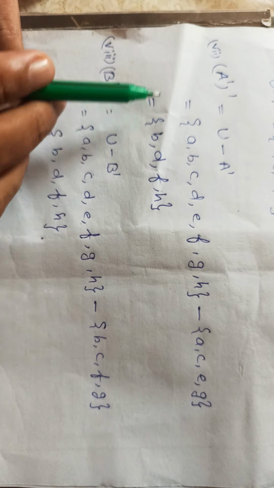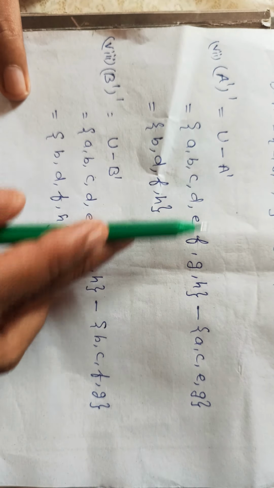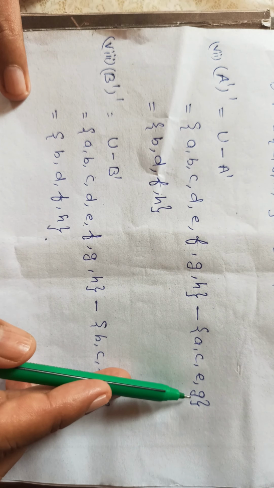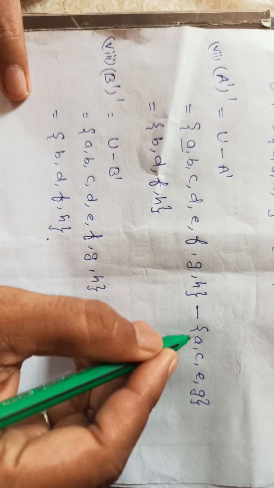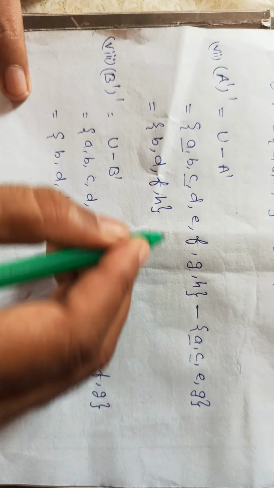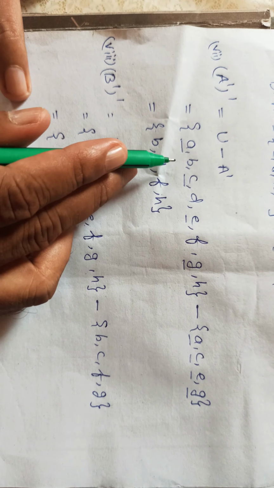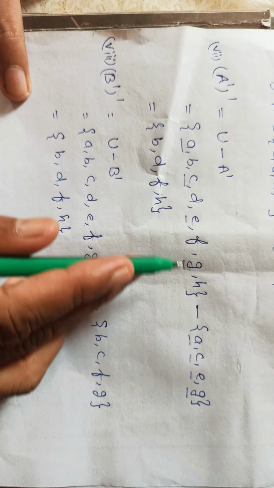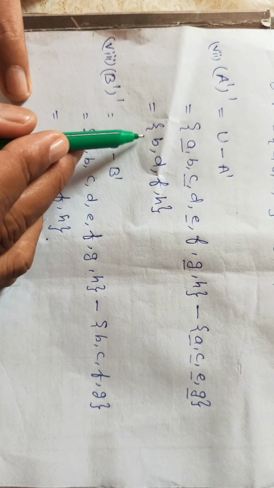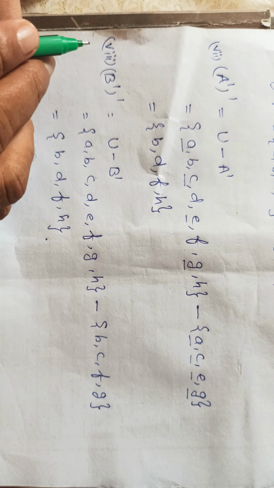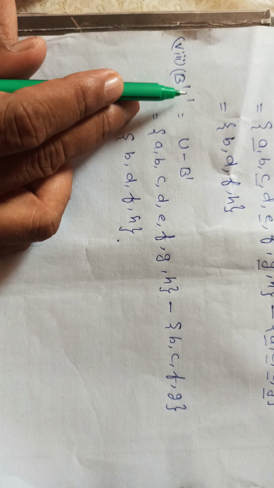Next, A dash whole dash is equal to U minus A dash. So the values of U are given, minus is as it is, A dash is given. So we subtract, we don't write A, neither C nor E and G. Except for that, we write B, D, F, H. You will be amazed to see that A double dash will be the values of A. So that we know.